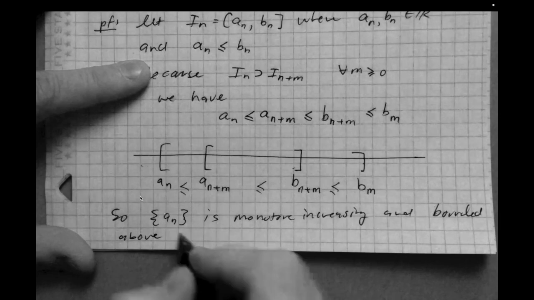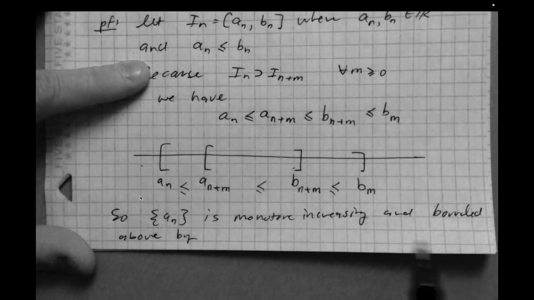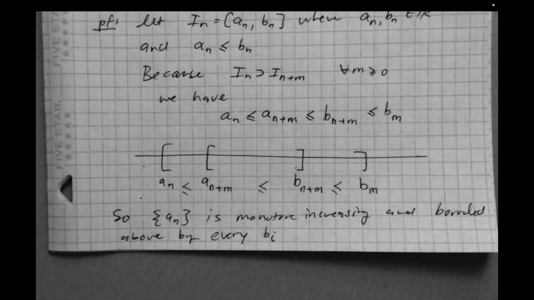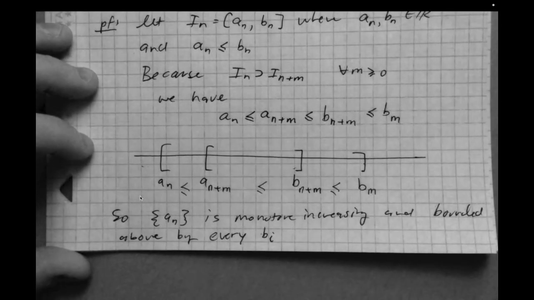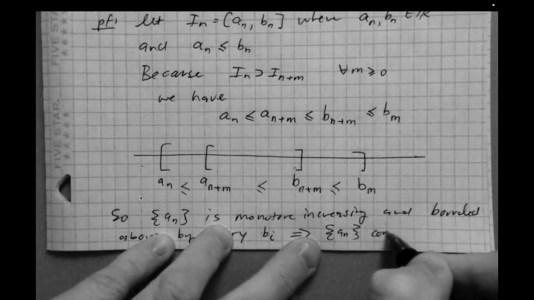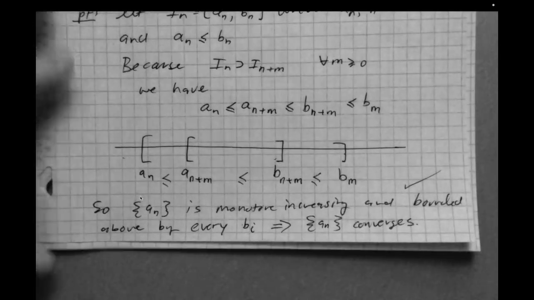And you know, if you say, well, what's it bounded above by? Well, it's bounded above by any one of these B's. It's bounded above by every B sub m. I'll put every B sub i, not to be confused, okay? So every right-hand bound of the interval is going to bound A sub n. Okay, so A sub n is monotone increasing and bounded above by every B sub i, and so that implies that A sub n converges, right? So the main push in this theorem, the reason it's kind of thought of as a corollary, is that you get this from the previous theorem.